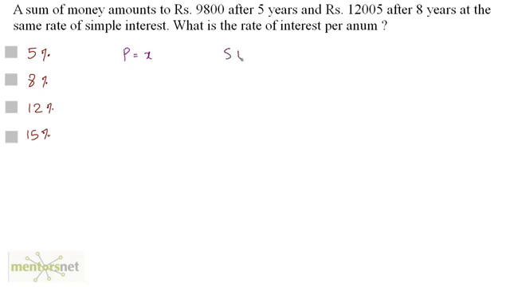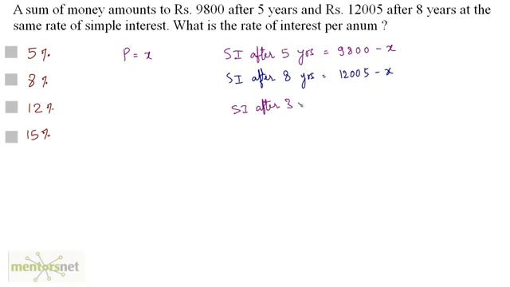So simple interest after 5 years is equal to the amount minus the principal. So 9800 minus X is the simple interest after 5 years. Similarly, the simple interest after 8 years is equal to 12,005 minus the principal amount, that's X. Now I have simple interest after 5 years and after 8 years. If I take the difference of both of these, I get the simple interest after 3 years.